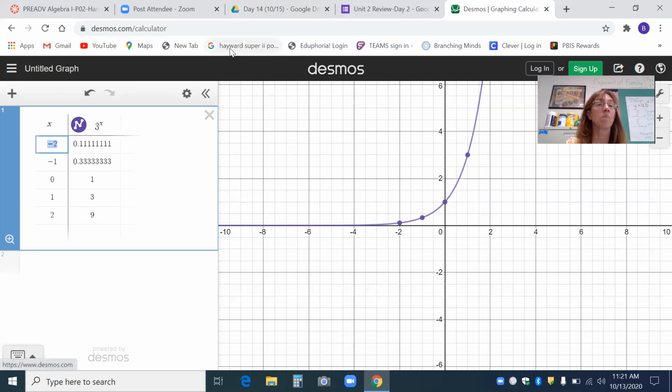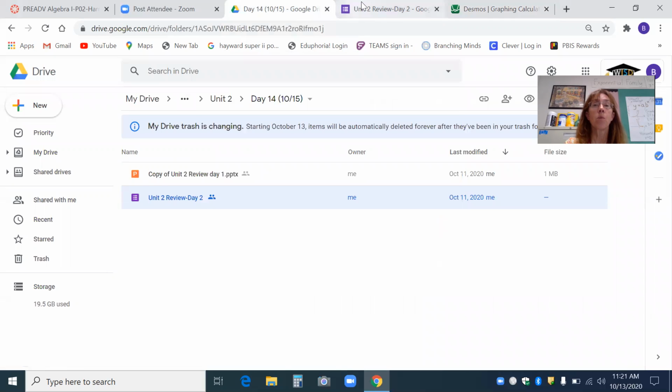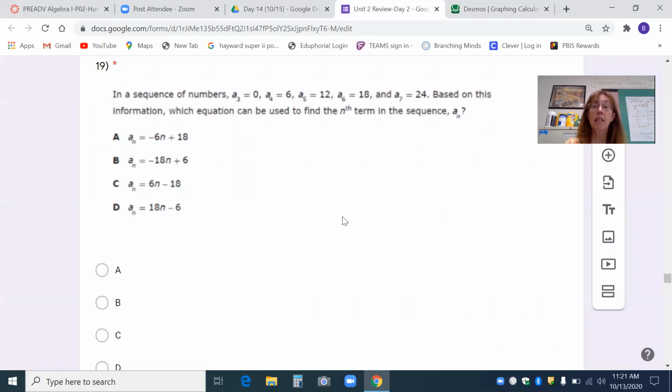Okay, so let me get out of this one and go look at one other thing I wanted to talk about. On the review worksheet today, number 19 is interesting. It's about sequences. The worksheet today has got a variety of different questions on it. This is saying, when you have a sequence, a sub 3 is 0, that means the third term is 0. A sub 4 is 6, meaning the fourth term is 6. A sub 5 is 12, so the fifth term. So they're giving you the third, fourth, fifth, and sixth term, but they did not give you the first term.